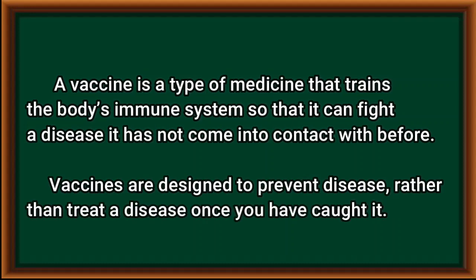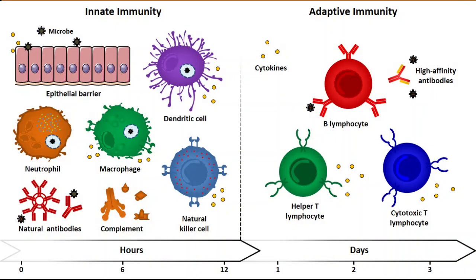A vaccine is a type of medicine that trains the body's immune system so it can fight a disease it has not come into contact with before. And also, vaccines are important because they are designed to prevent disease rather than treat a disease once you have caught it. These are the components of innate and adaptive immunity.